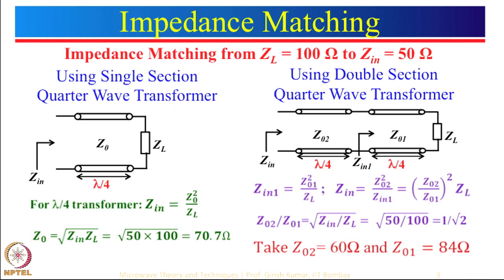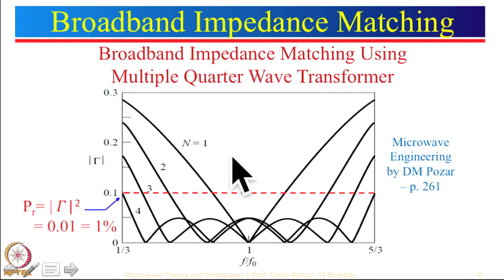Then we had seen two cases, one was single section quarter wave transformer, and then we had seen double section quarter wave transformer. After that, we saw the frequency response, and we have seen that for a single quarter wave transformer, bandwidth is relatively less compared to two quarter wave transformer, which has a larger bandwidth, and if we use larger number of sections, we can get much broader bandwidth. And it was also mentioned that you can use tapered line or exponentially tapered line to realize much larger bandwidth.